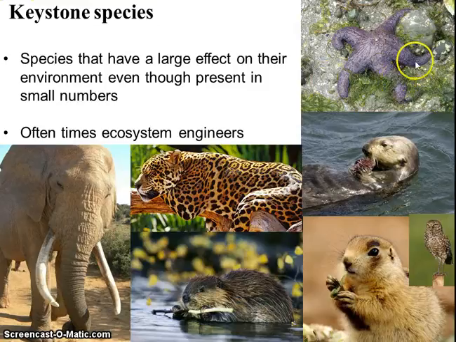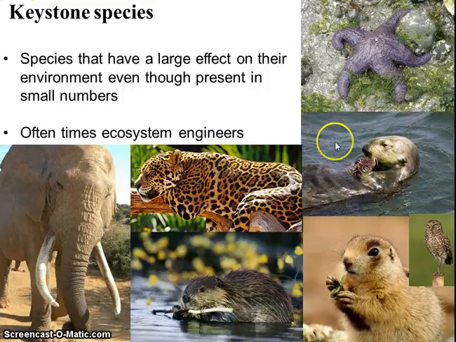One researcher took sea stars out of an area, and what happened was the mussels, clam species that sea stars predate upon, overwhelmed all the other species and took them out. Sea otters. In the Pacific Northwest, there's like these kelp forests, and sea otters are there as well as sea urchins. Sea otters eat sea urchins to keep their populations low. If they weren't there, the kelp forest would be consumed by sea urchins.